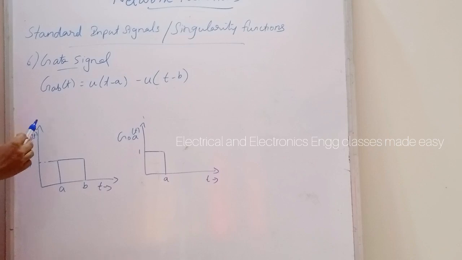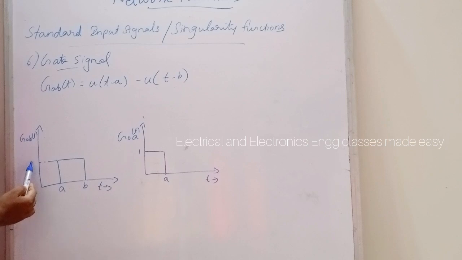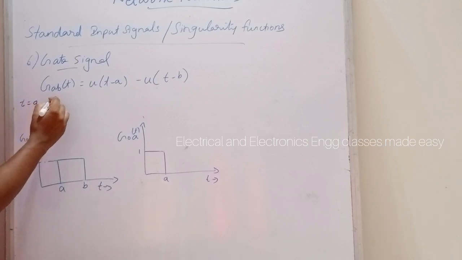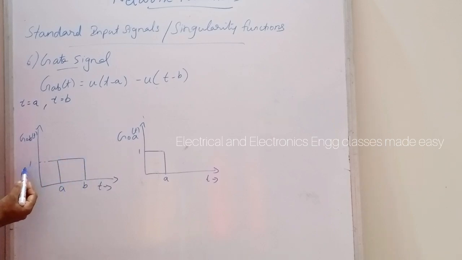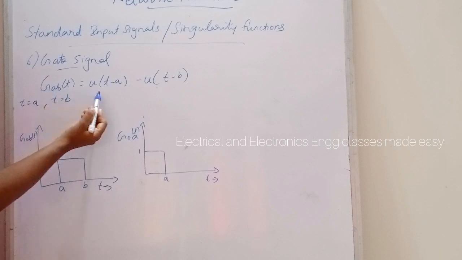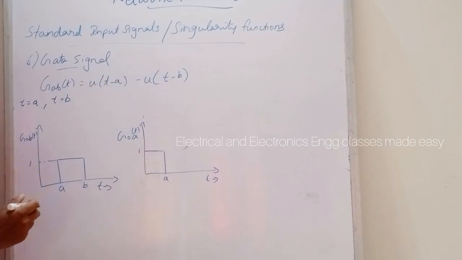The gate signal is defined as a rectangular pulse of unit height starting at t equal to a and ending at t equal to b. It is represented by G_ab of t equal to u of t minus a minus u of t minus b.